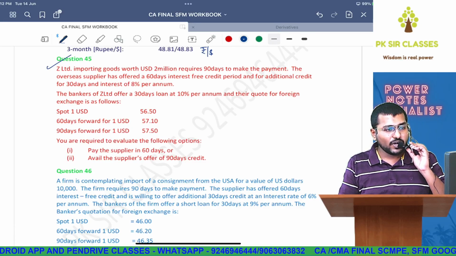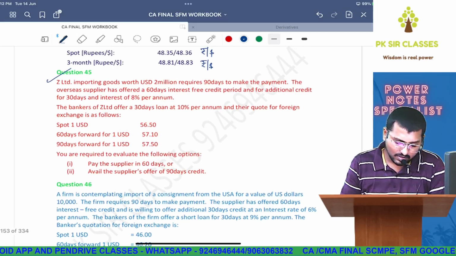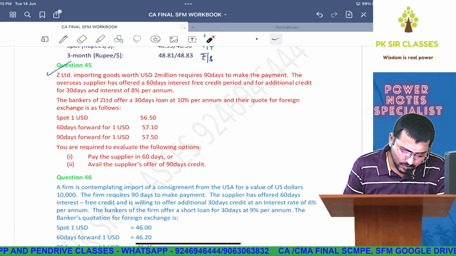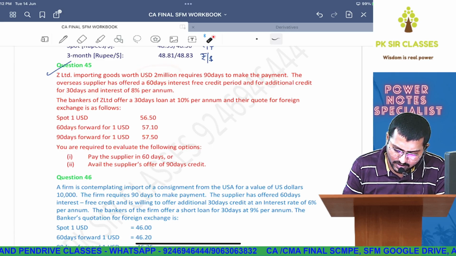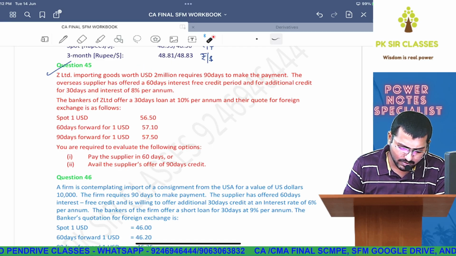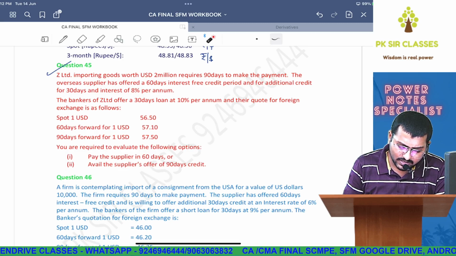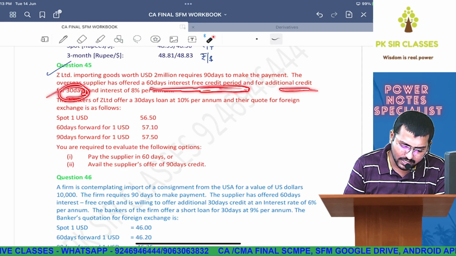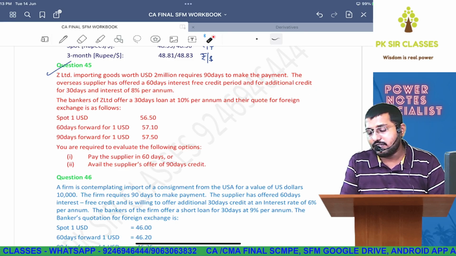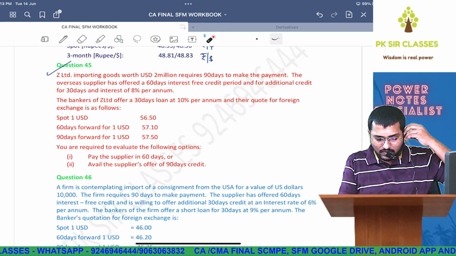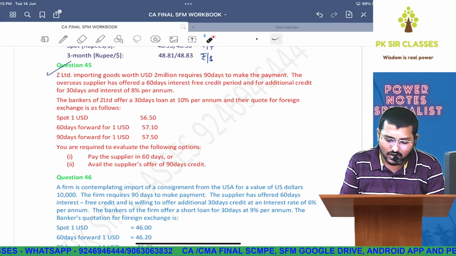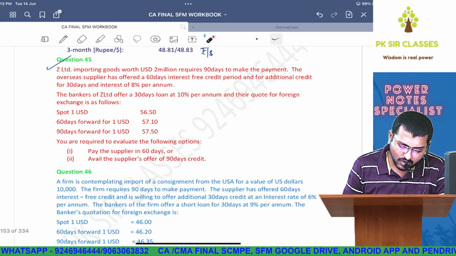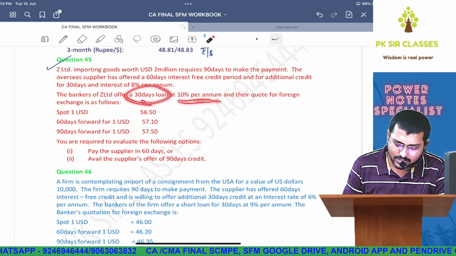Next, question number 45. Ready? Z Limited importing goods worth $2 million requires 90 days to make the payment. Okay, 3 months. The overseas supplier has offered a 60-day interest-free credit period, and for additional 30 days only, he is charging an interest of 8%. So be careful with that. Which means if he pays within 60 days, he'll not be paying 1 rupee interest also. Got the point? The bankers of Z Limited offer a 30-day loan at 10% per annum.